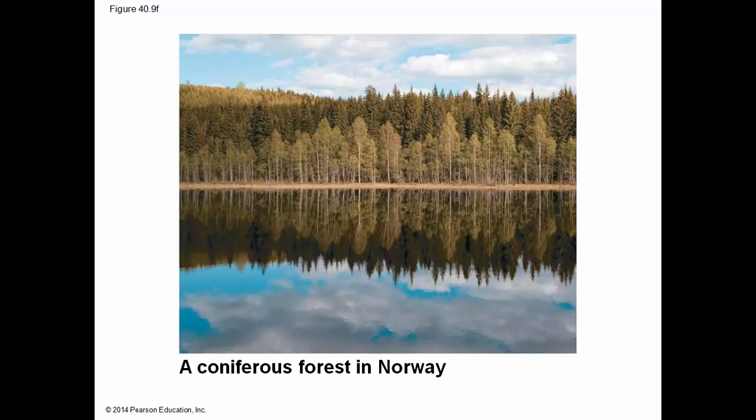Okay, here's a coniferous forest in Norway. Norway's pretty far north, so it's not necessarily high elevation, but these forests are associated with high elevation or high latitudes. They don't have obviously as much biological diversity as the tropical forests, but they are very important. These forests contribute greatly to the production of oxygen in our atmosphere.